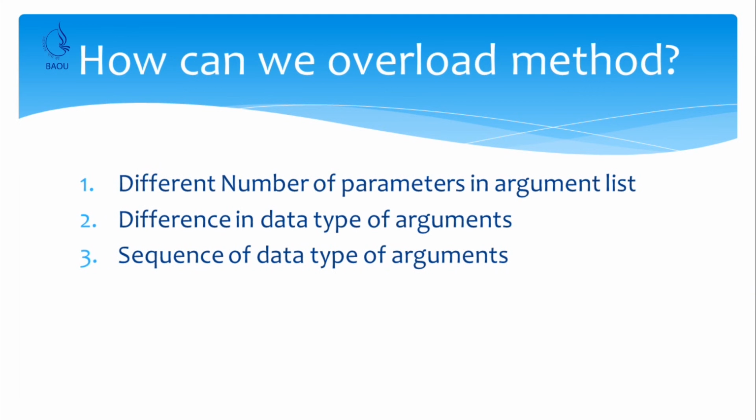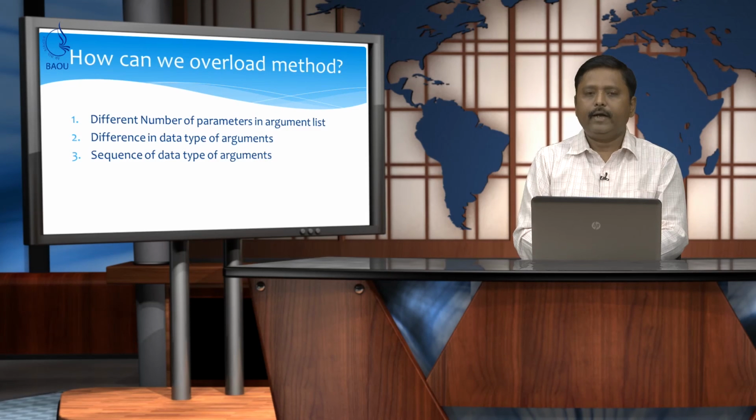The second case is a difference in the data types of arguments. Suppose two methods have the same number of parameters. At that time the compiler may be confused about which method to execute. In that case, we can have different data types for method overloading. The number of parameters is the same, but since the data type of the argument is different, it is again easy for the compiler to choose which method to execute.